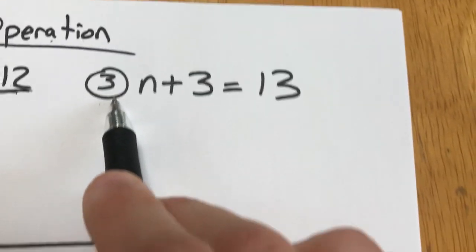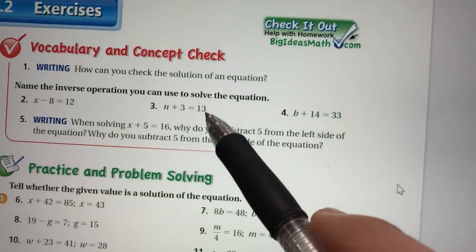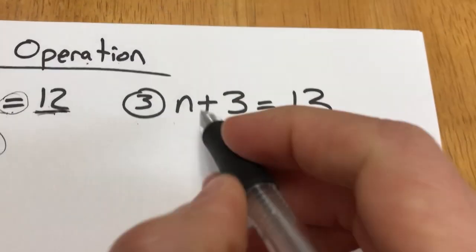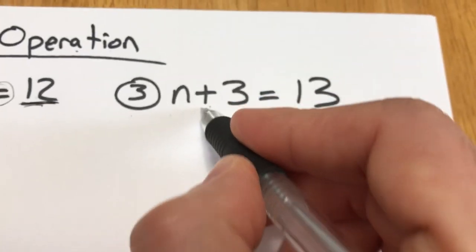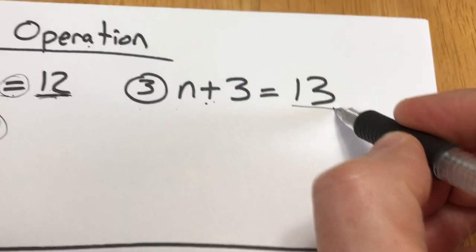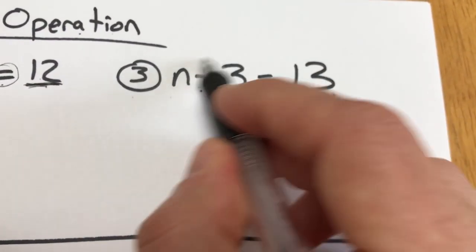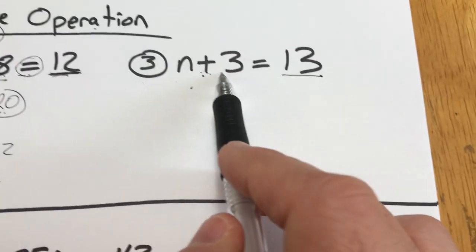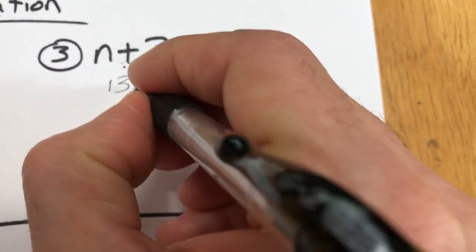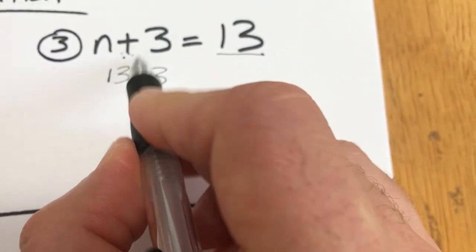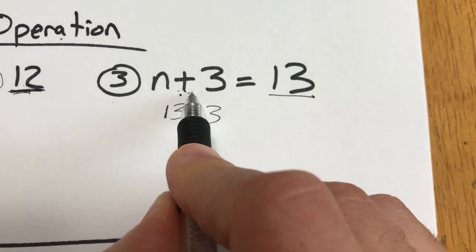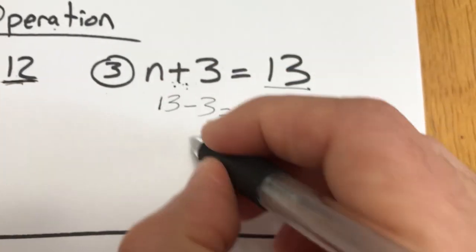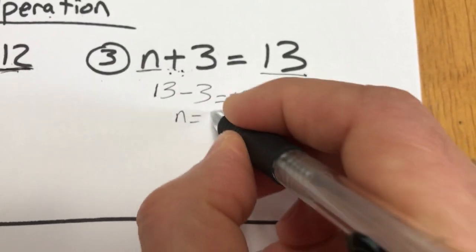And in problem number 3, when we look at problem number 3 from your worksheet up here, it says n plus 3 equals 13. Well, the operation is addition, and I know that the sum is 13. So now I'm going to take this adding 3 on this side, and I'm going to use the inverse operation. So I'm going to take 13 minus 3, because I have plus 3 on this side of my equation. So 13 minus 3, of course, is 10. So I know that n must be equal to 10.